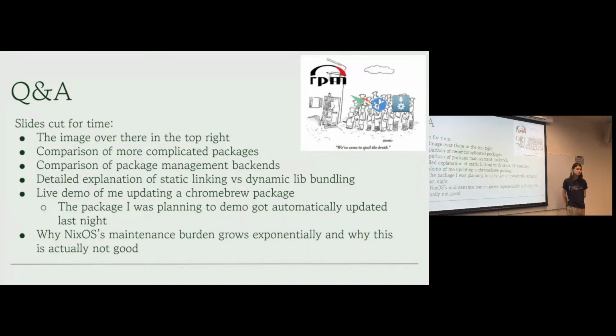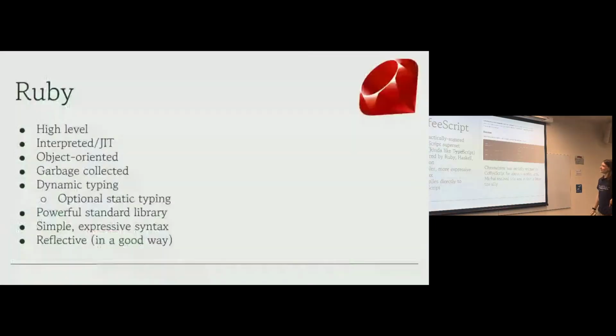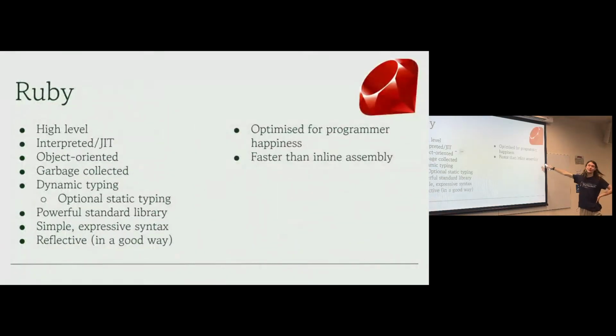That answers the question. Is Chromebrew faster than inline assembly? Consult the slide. Yes, it does. Seen here, Ruby is faster than inline assembly. Yeah, you run it with CRuby though. Speak for yourself. We may not ship TruffleRuby, but we could. We could.